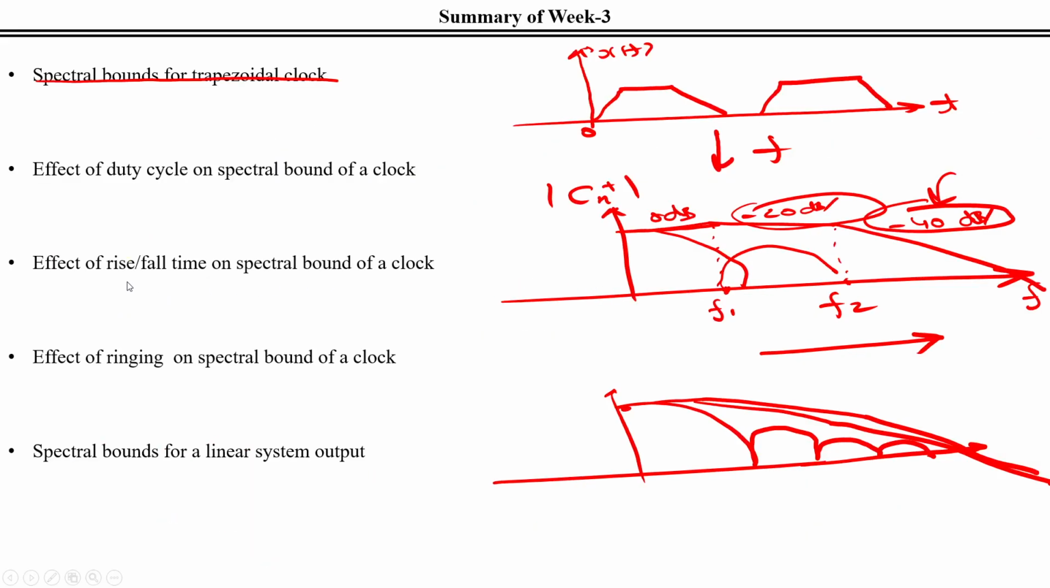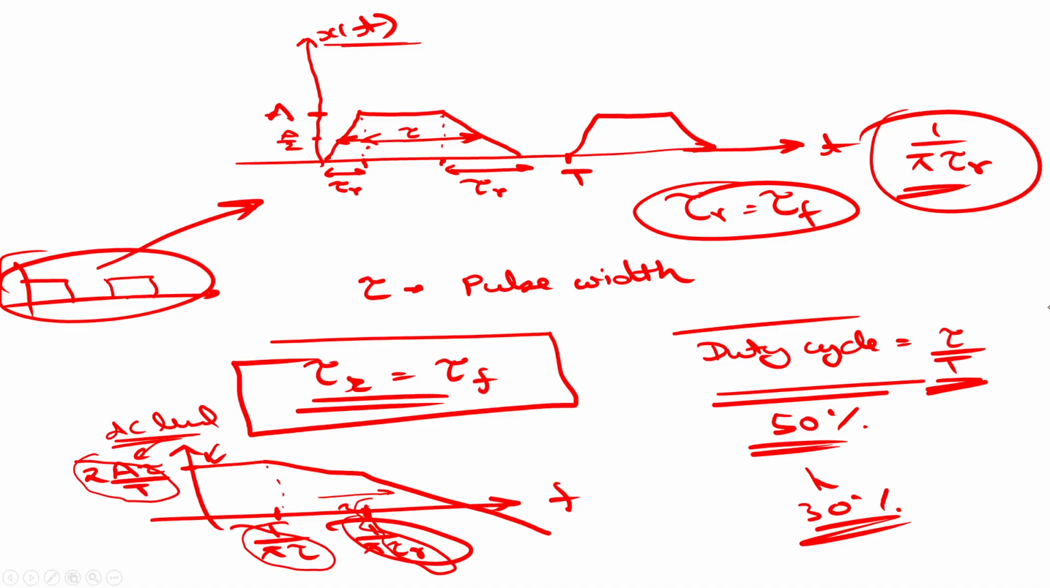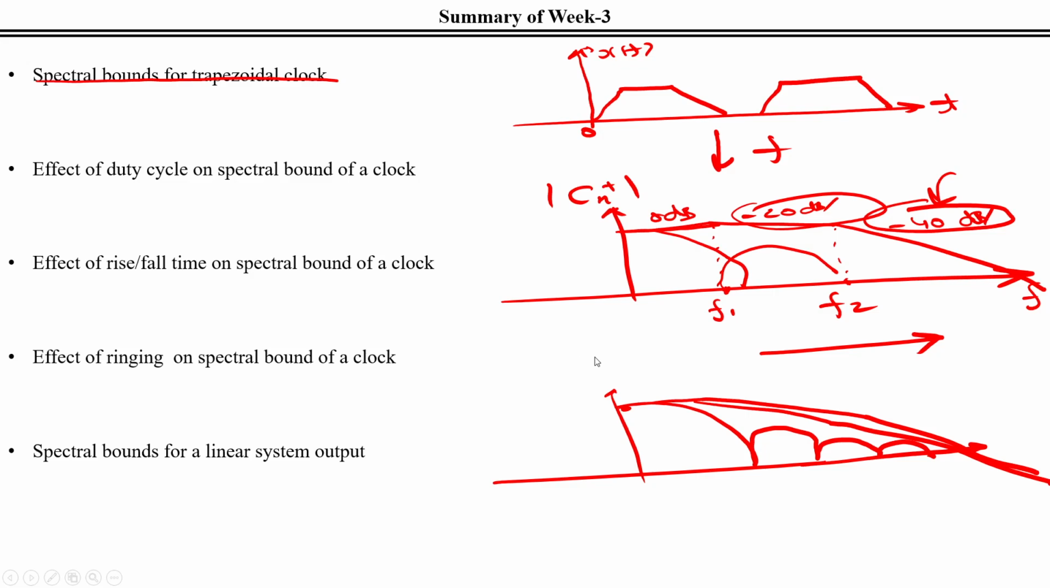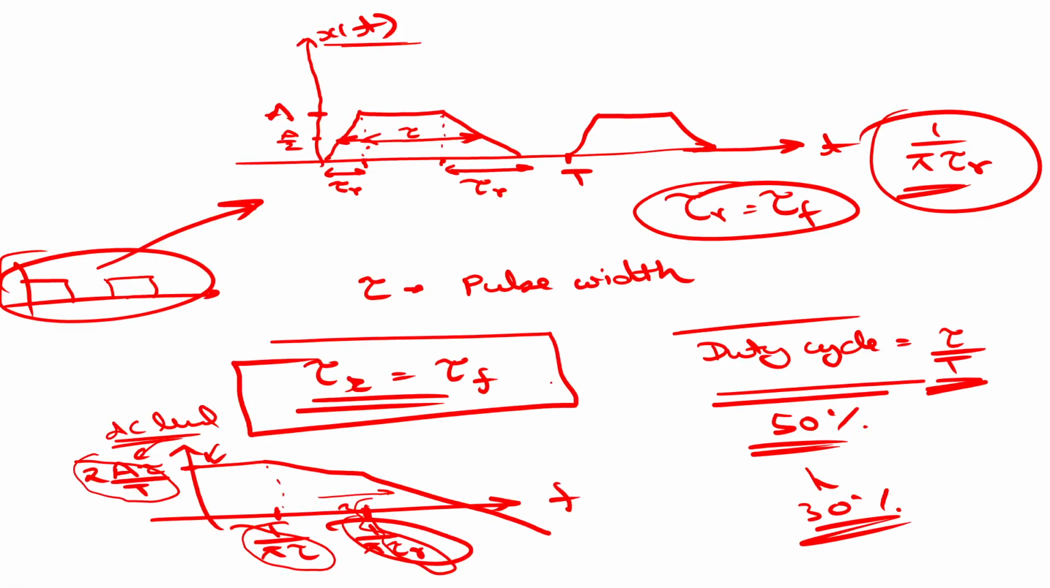And then we also studied the effect of rise time and fall time on the spectral bound of a clock. If we change the rise time and fall time, we have seen that it will affect the higher frequency components. If you have a smaller rise time, we will have higher frequency spectral content in our signal, and that's what we don't want. So ideally, we want a larger rise time, so that the higher frequency components will be less, and these higher frequency components are unwanted. Those are the ones which cause interference or EMI EMC issues.